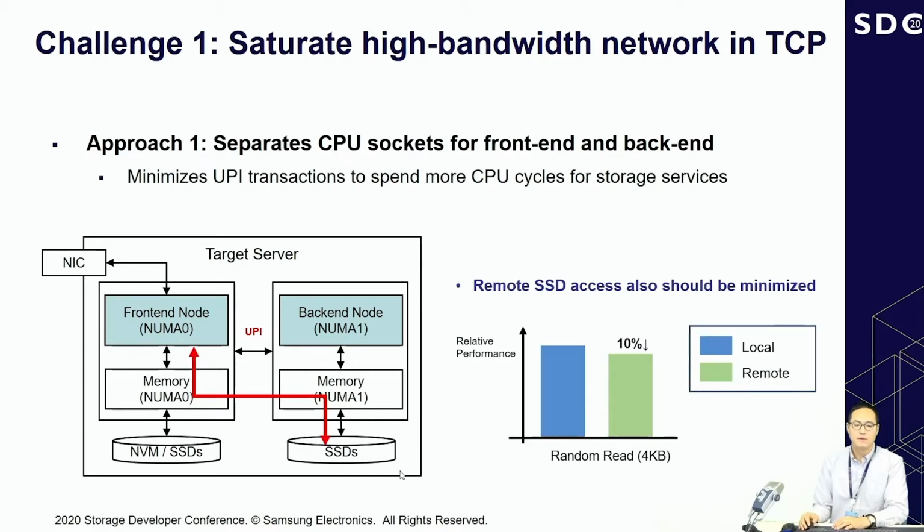But even if our software solution separates front and back-end jobs, remote SSD access is inevitable because it maintains multiple SSDs as one big array. This figure shows the relative performance between local SSD access and remote SSD access. As you can see, the remote SSD access has 10% overhead compared to local access. So, it would be better to minimize remote SSD access.